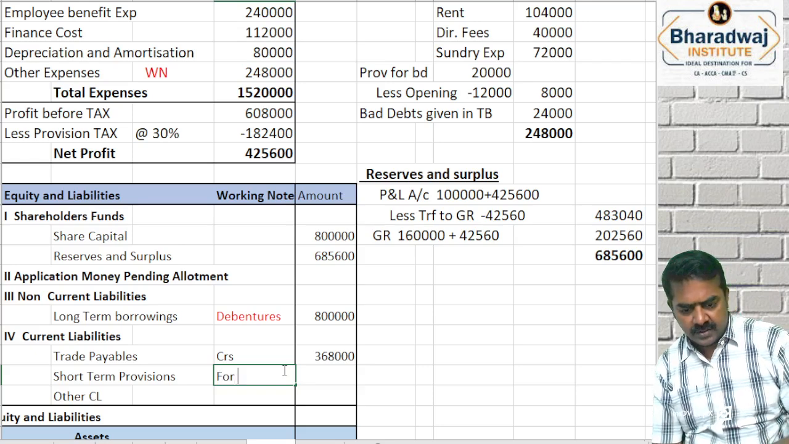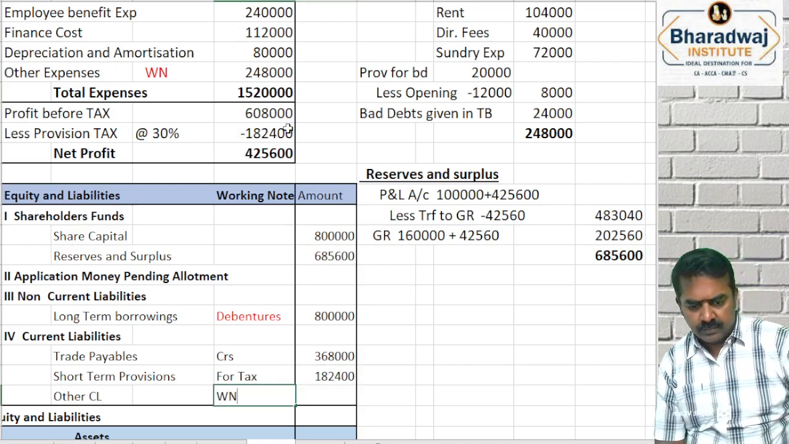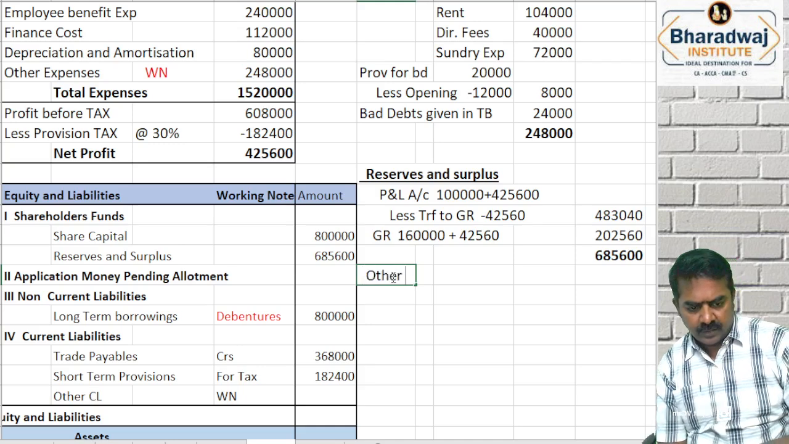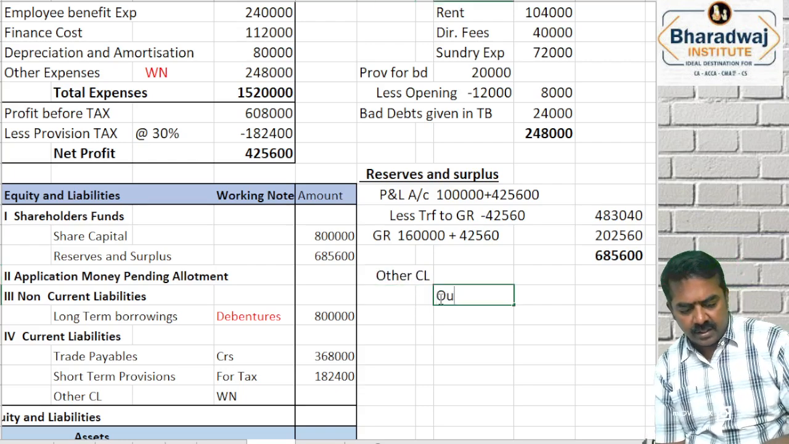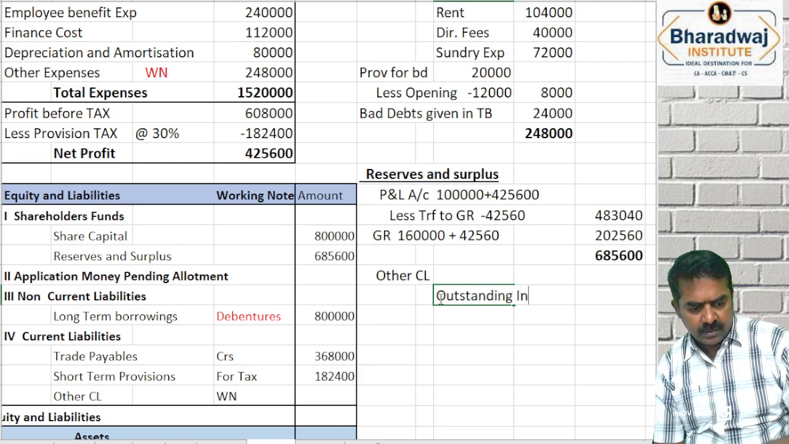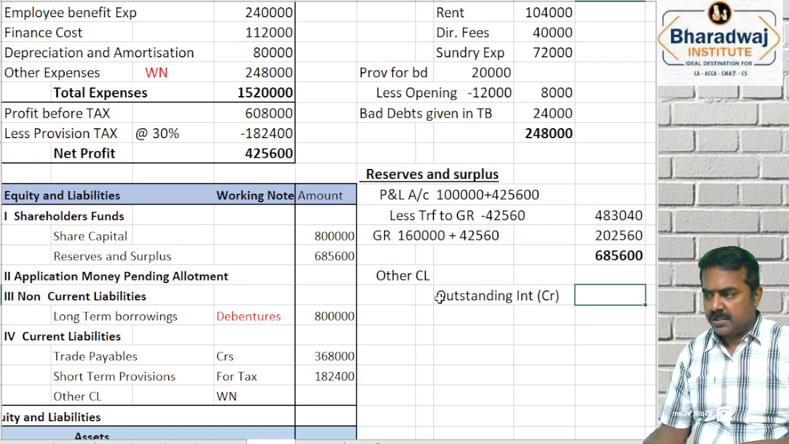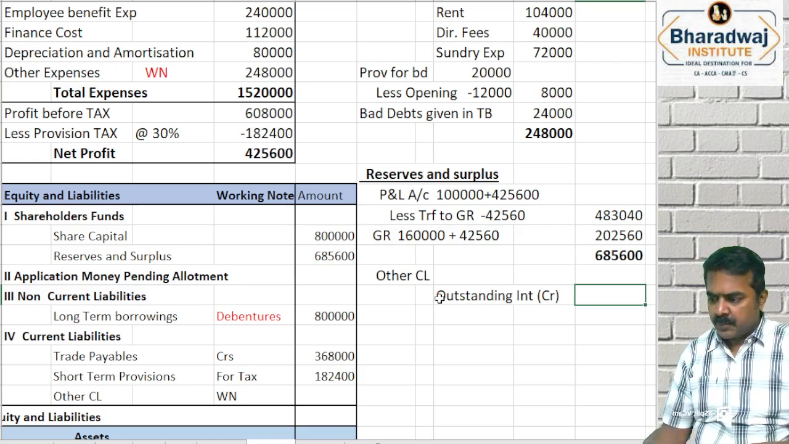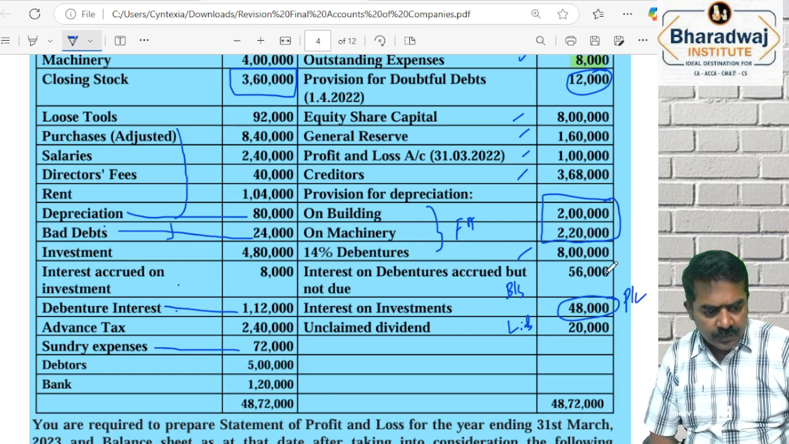Short-term provision for tax. What will come under other current liability? That outstanding interest. See what is given on the credit side. What is given on the debit side is accrued interest, which is an asset. Outstanding interest will be on the credit side. How much? This 56,000.